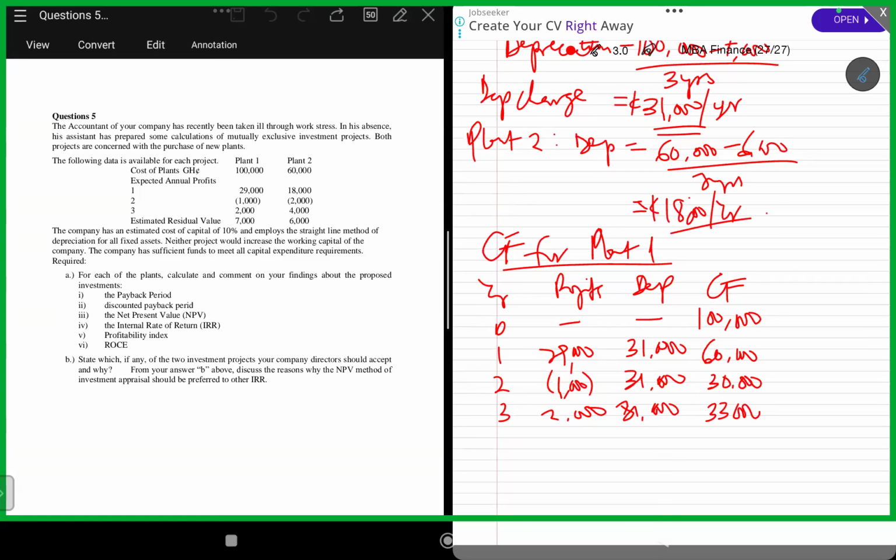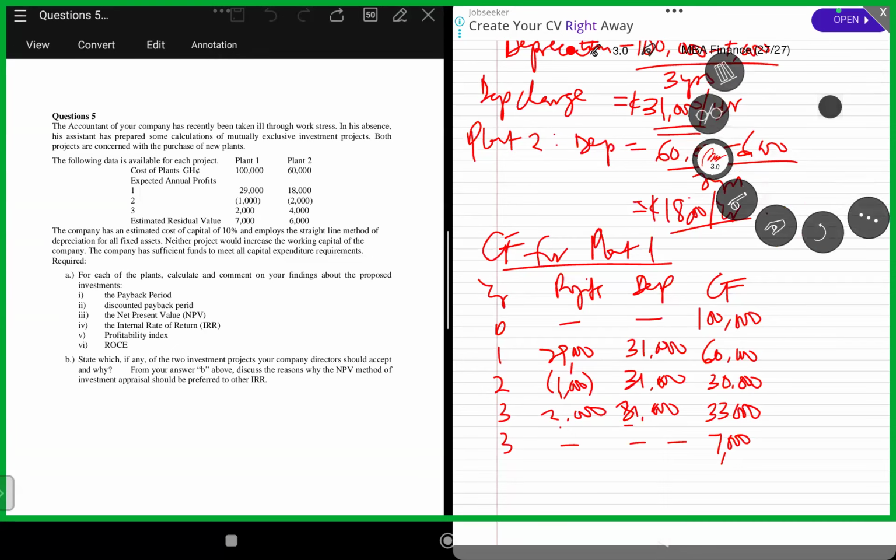Pay attention. By the same year 3, there's another cash flow. The cash flow is 7,000. So in year 3, they will make a profit of 2,000. They took the depreciation of 31,000. It is in year 3 that they will sell or dispose of or part away with plant 1, because they have finished using it. They only want to use it for 3 years. After 3 years, they would say we are selling it for scraps for 7,000.